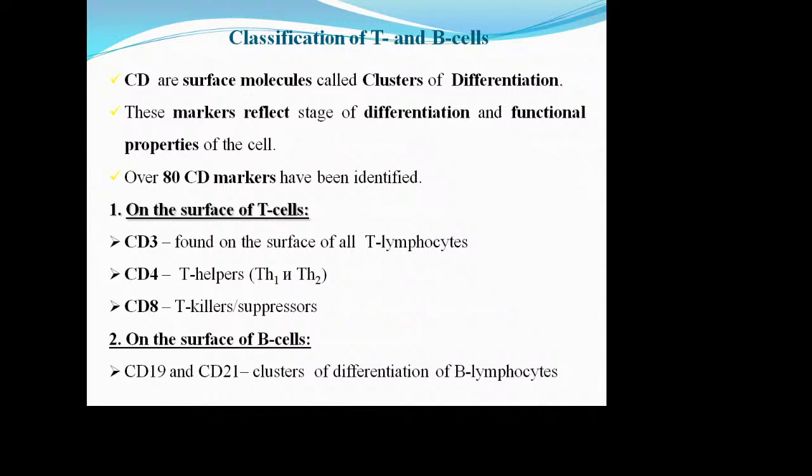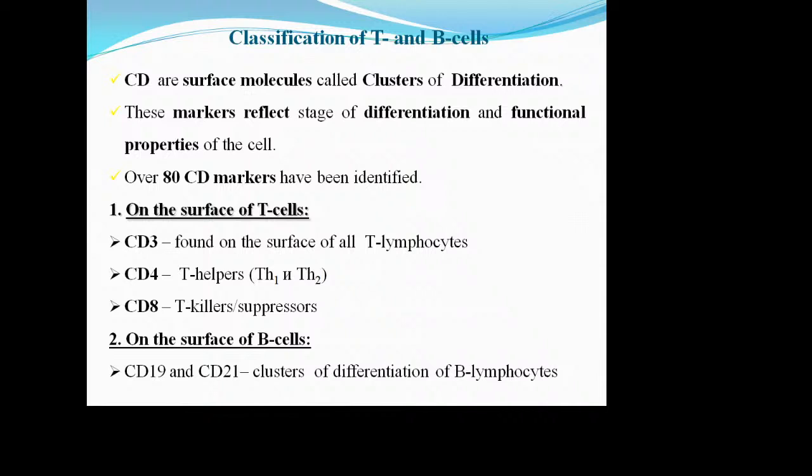Today we know about more than 18 types of CD markers. They are called CD1, CD2, CD3, CD4, CD6, and so on. If we talk about T cells, they have CD3 molecules, CD4, and CD8. CD3 molecules are present on the surface of all T cells. They are markers of T cells. B cells don't have CD3 molecules.